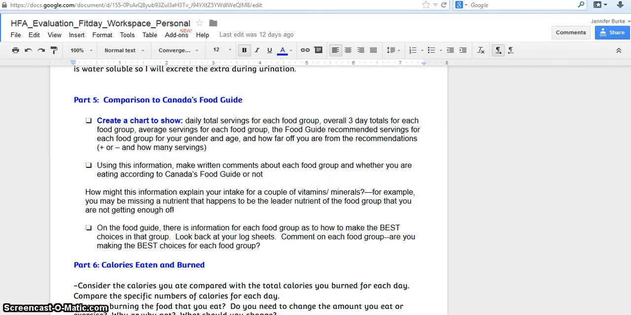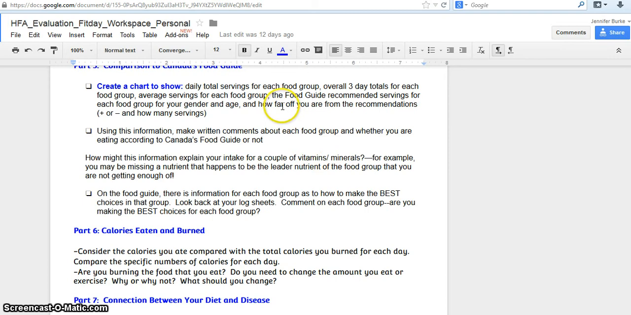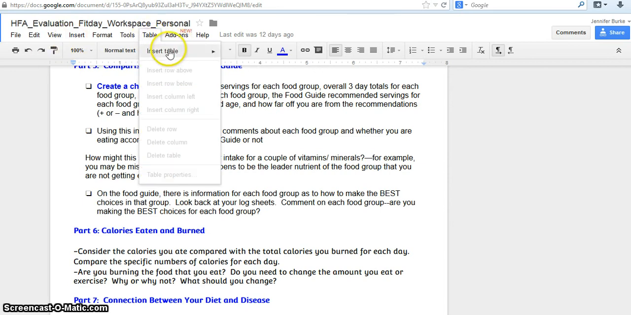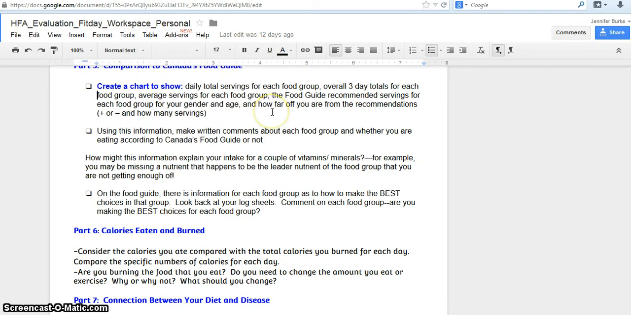Your chart, your Canada's Food Guide chart. Whenever you're making a table or a chart, you have to have your rows and your columns labeled. This list of things here is the labels that you're going to use for either your rows or your columns, and on the other axis, you're going to have all 4 of your food groups. You go to table up here at the top, insert a table, and you can make it however big you require. Then you put all of your numbers from your food log sheets, your totals for every day, you add those up, you average those out, then you start making your comments.